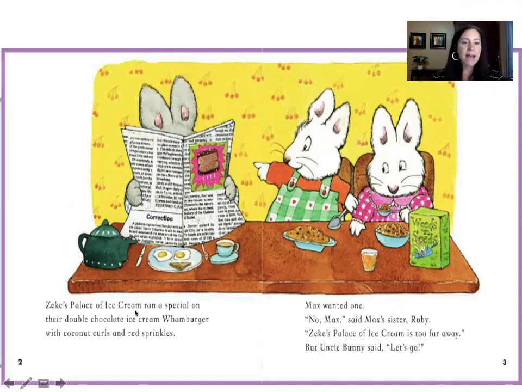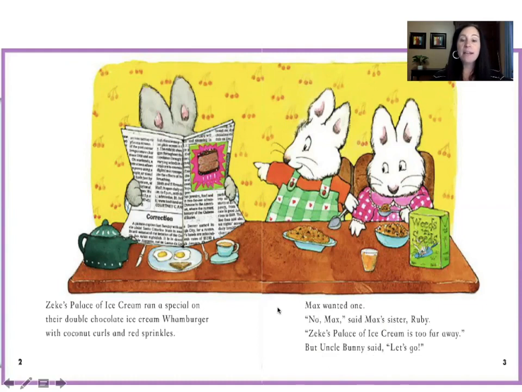Zeke's Palace of Ice Cream ran a special on their double chocolate ice cream wham burger with coconut curls and red sprinkles. Max wanted one. No, Max, said Max's sister Ruby. Zeke's Palace of Ice Cream is too far away. But Uncle Bunny said, let's go.